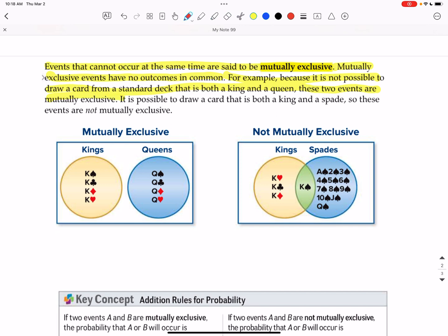So let's try to find the probability of drawing a king or a queen. Since they are mutually exclusive events, what we can do is just count how many cards are either a king or a queen in a deck of cards. And this Venn diagram shows that there are 8 of them out of the 52 cards. And that simplifies to 2/13.